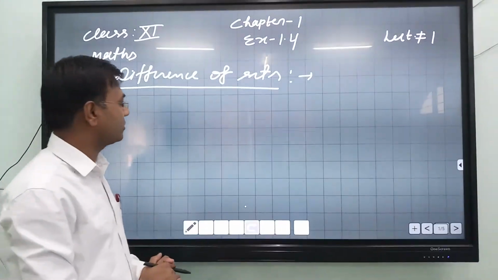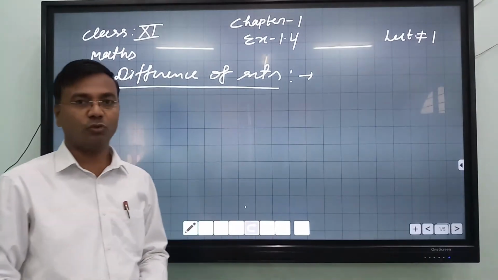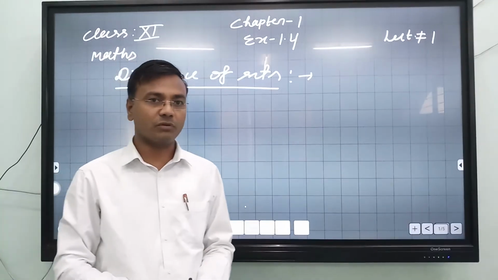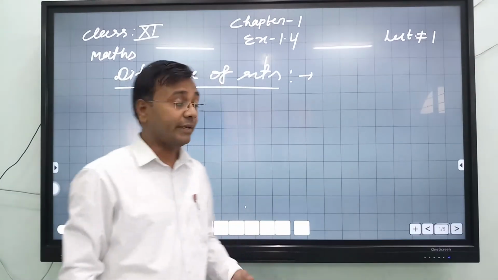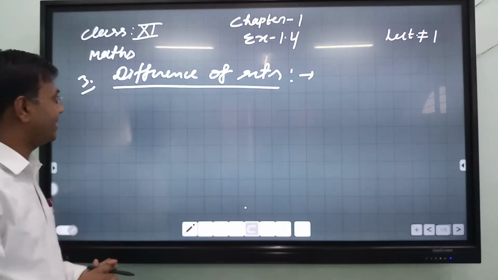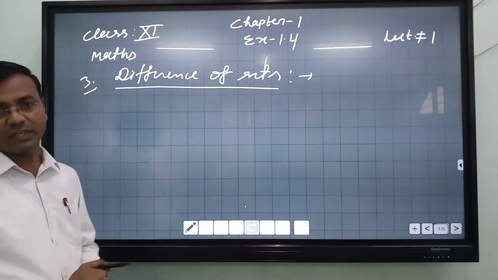So, we have learnt operations on sets, that is, union of two or more sets, and the intersection as well. Both are just opposite to each other. And now, this is the third operation on sets, that is called difference of sets. We are going to discuss.